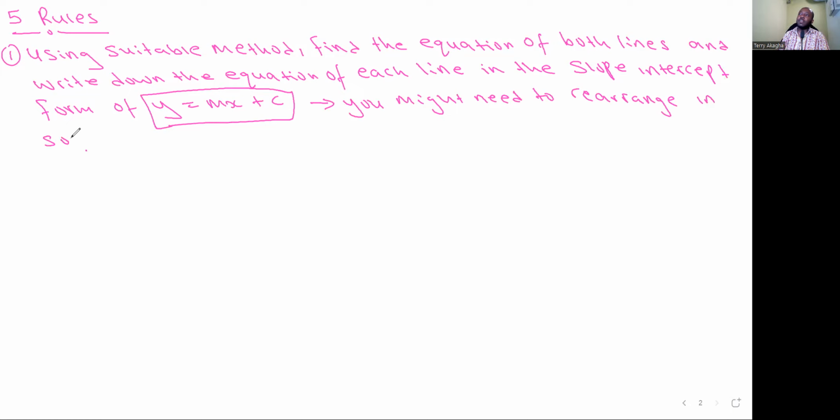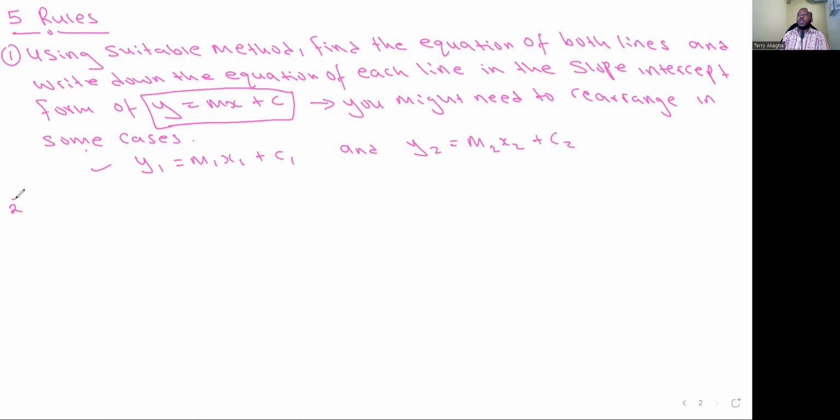What I'm basically saying is that if you have it in standard form, you have to convert it to the slope-intercept form. So at the end of the day, when you've found the equations, you're going to get y1 equals m1 x1 plus c1, and the second line to be y2 equals m2 x2 plus c2.